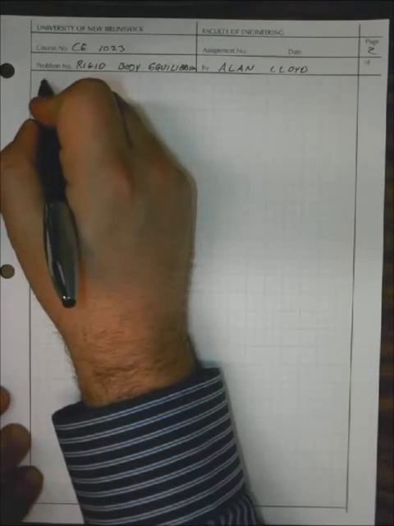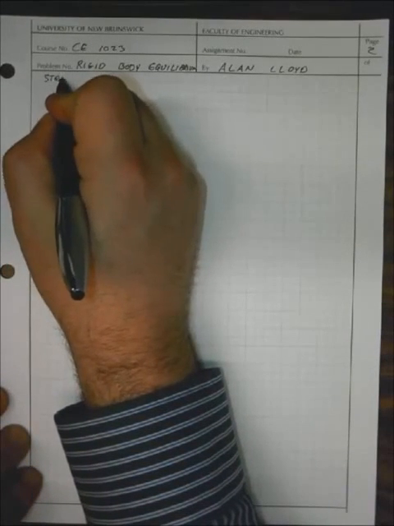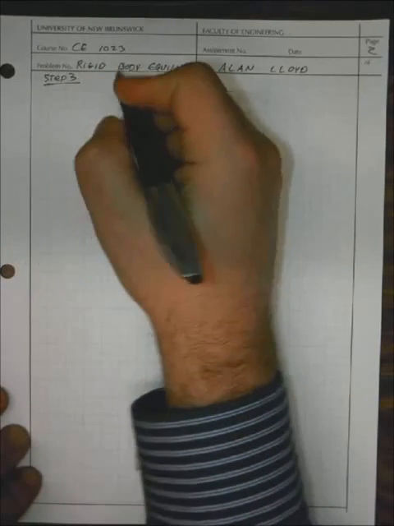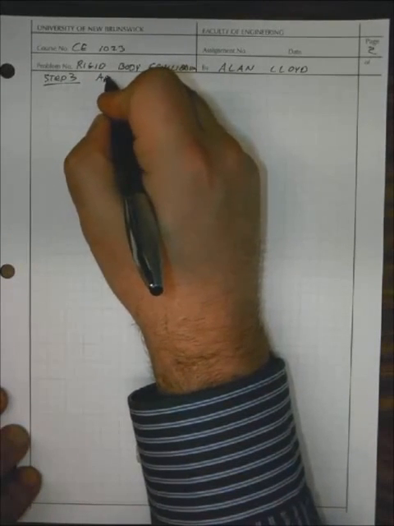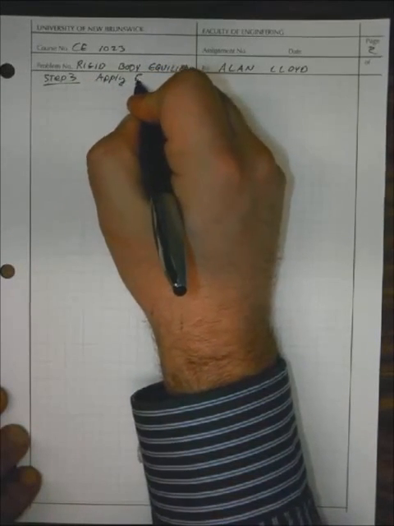So to find the reactions, we call this step 3. We're going to apply equilibrium.